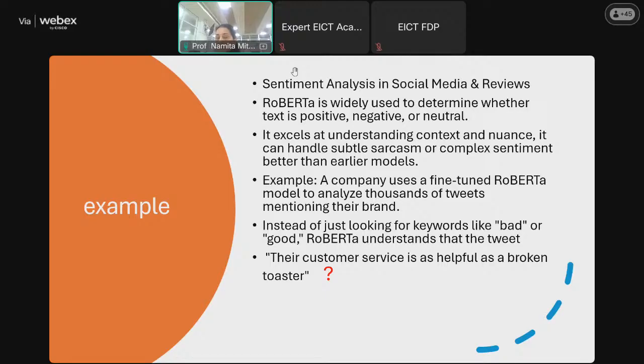What do you say? I ask participants, what type of tweet is this? Is it negative, positive, or neutral? Please write in chat. The customer service is a type of brand, and we are asking our customers, and one customer is writing, the customer service is as useful, sounding like a positive sentence, as a broken toaster. What do you say? Is it positive, negative, or neutral? Please write in chat.